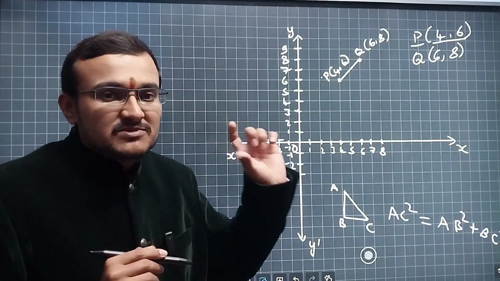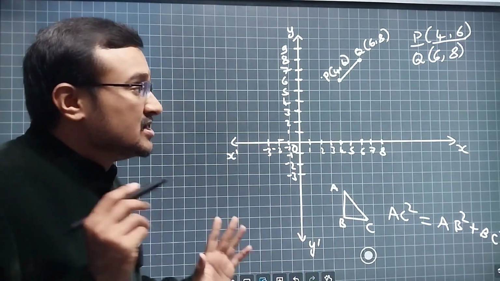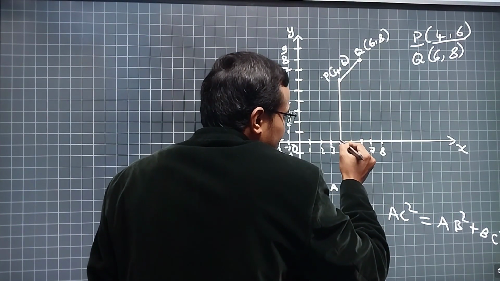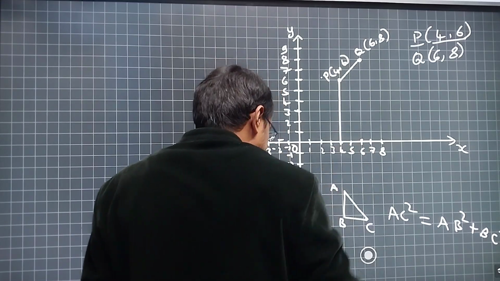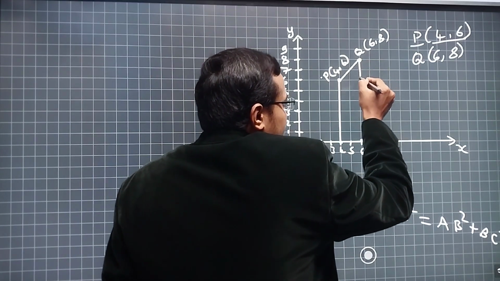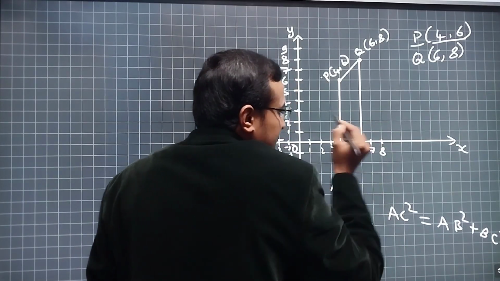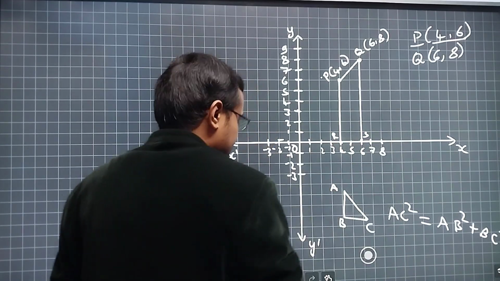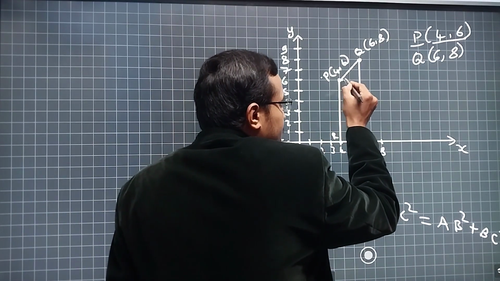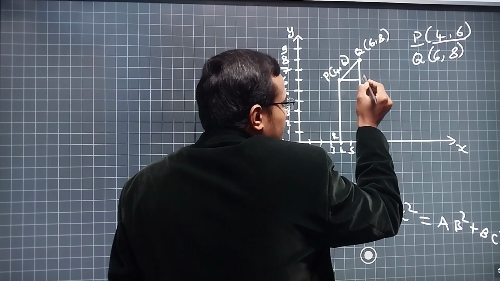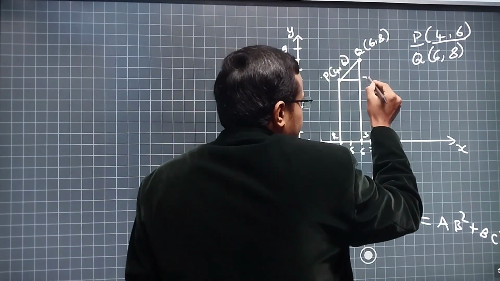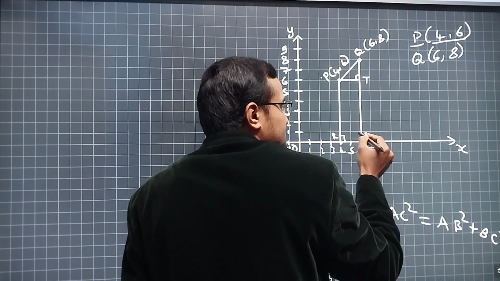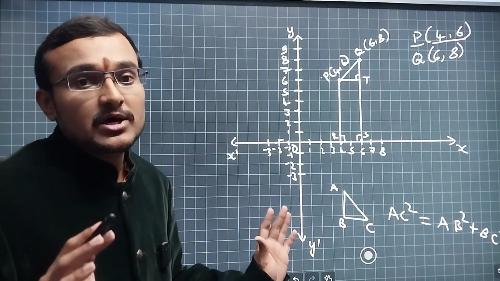In order to find the distance between P and Q, we need to form a right angle triangle. To form it, we will draw a perpendicular line from P to the x-axis and name this point R. And we'll draw one more perpendicular line from Q onto the x-axis and name this point S. Now we will draw one more perpendicular line from P until QS and name this point T. So PT is perpendicular to QS, PR is perpendicular to the x-axis, and QS is also perpendicular to the x-axis.